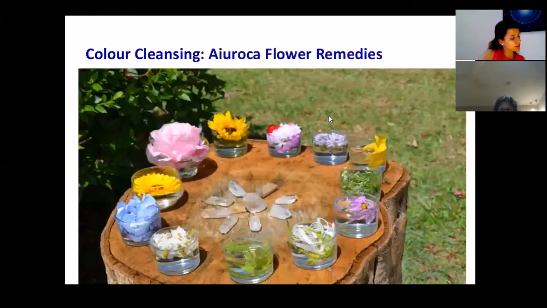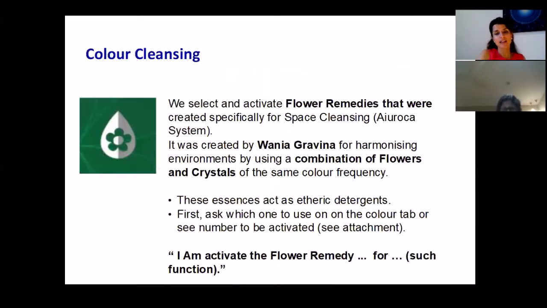Okay. So you know the 7 colors is for heavy clearing. So we can always say, I am activate the flower remedy for the 7 colors cleansing, for deep cleansing, using all the essences, red, orange, yellow, green, blue, violet, and white. Pulsing, pulsing, pulsing. You can say. Okay, just to give you this example. So they call them etheric detergents. So it's like powerful cleansing agents. So we can use the color tab, or you can use the number to be activated, and then you check which one it is on your list, and then you activate it. Okay.